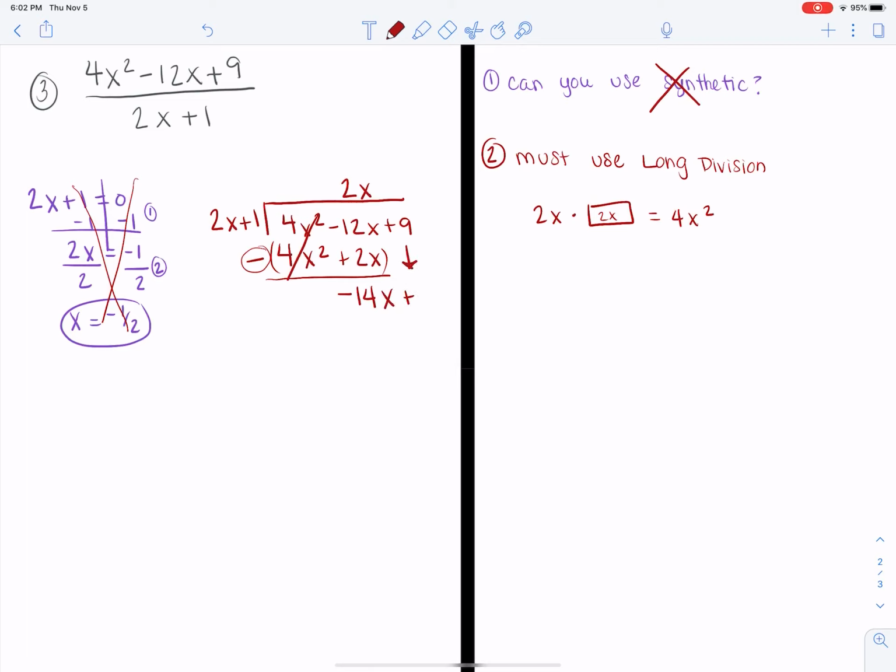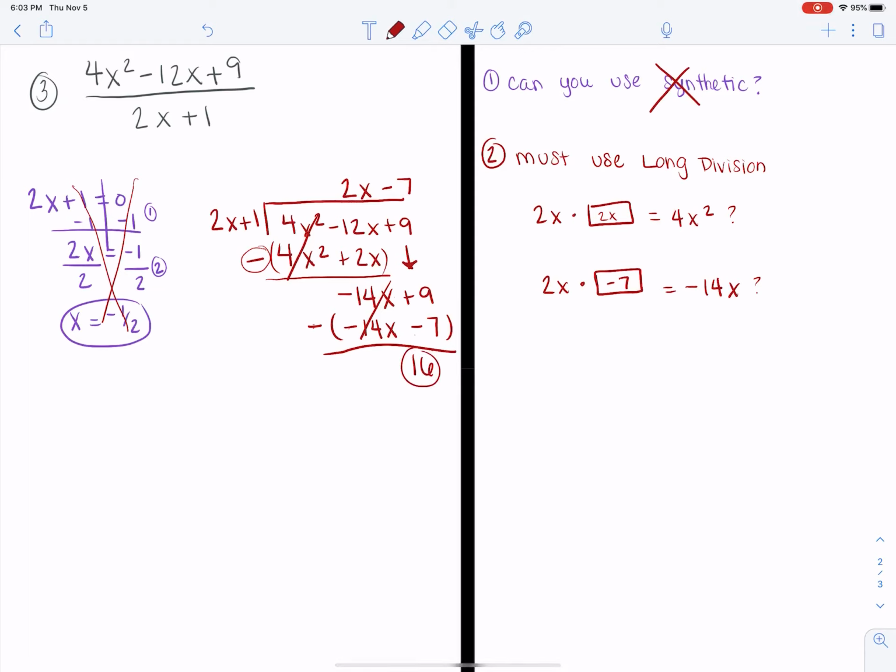Carry down your 9. Now ask yourself the question, 2x times what is equal to negative 14x? Okay, negative 7. So minus 7. Negative 7 times 2x is negative 14x. Negative 7 times 1 is negative 7. So remember, we're subtracting now. Negative 14 minus negative 14 changes it to plus, and it's gone. 9 minus negative 7. The minus negative 7 becomes addition to 9, so we get 16.